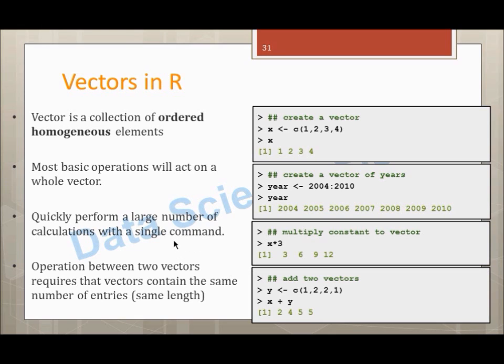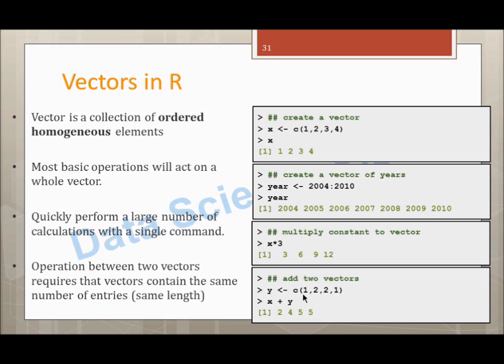After you create vectors, you can easily perform a large number of calculations using a single command. For example, I wanted to multiply a constant 3 with the whole vector x. So I can just say x star 3, and it will multiply 3 with all the elements in x. As you can see, in x I had 1, 2, 3 and 4, and when I multiply with 3, I get 3, 6, 9 and 12.